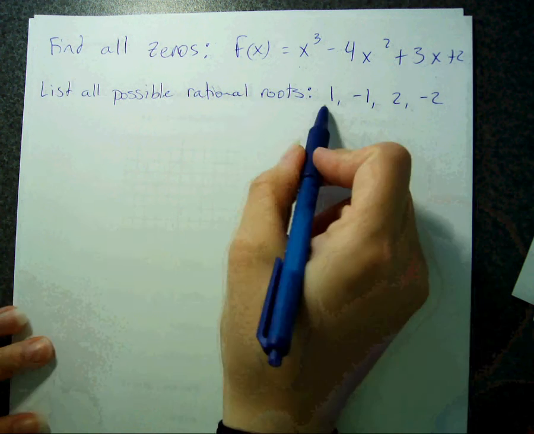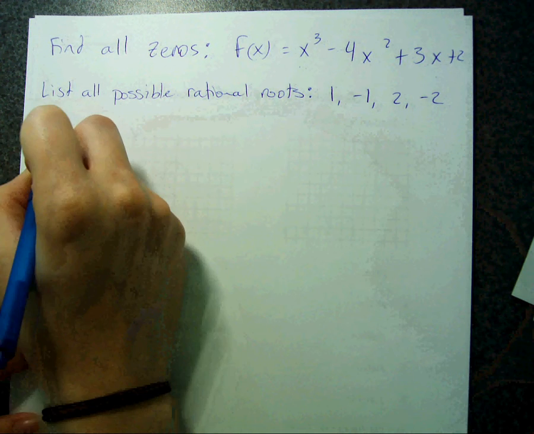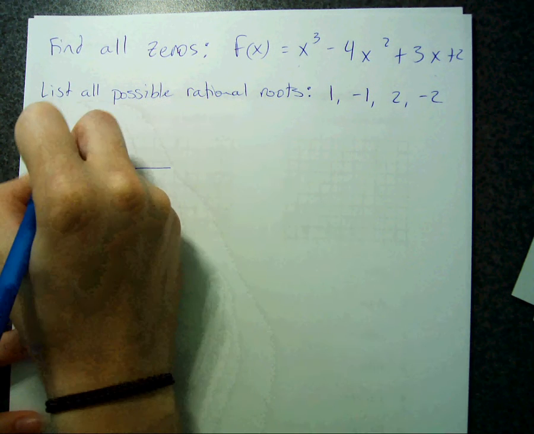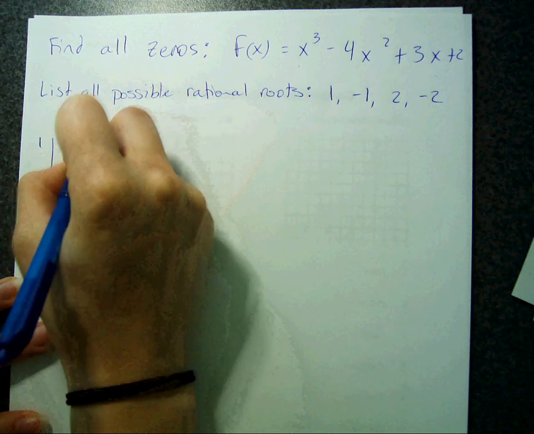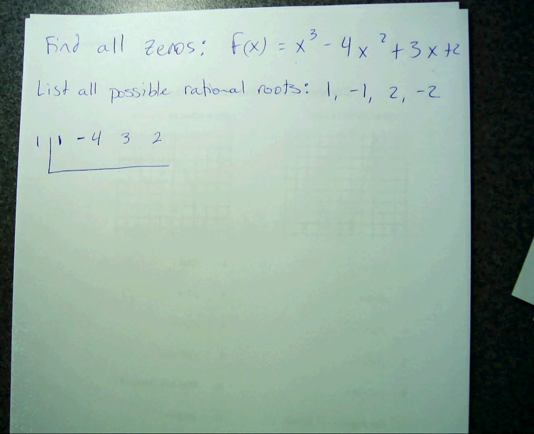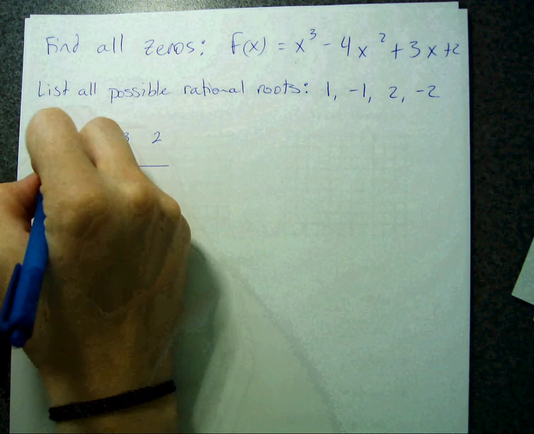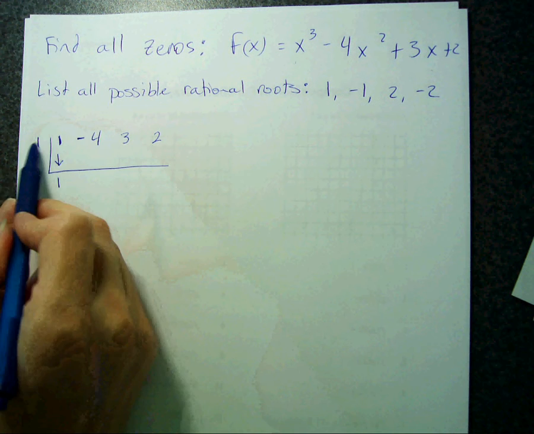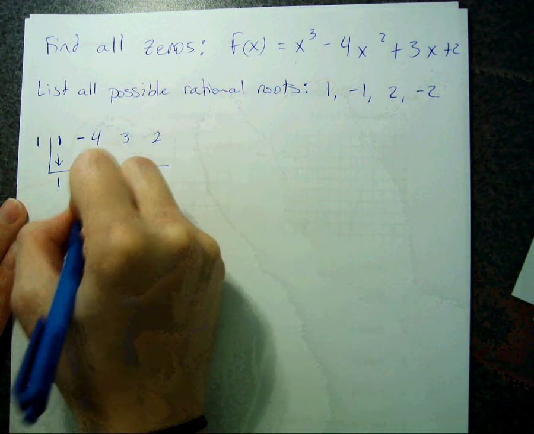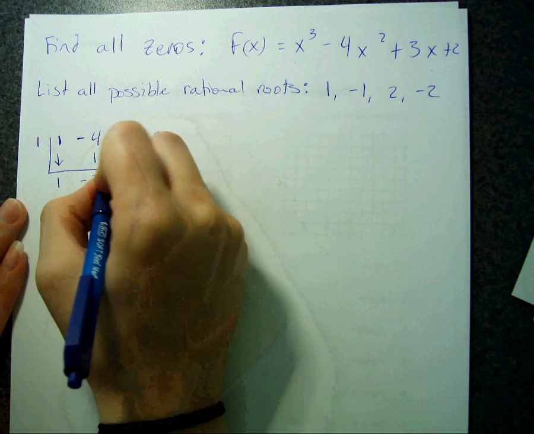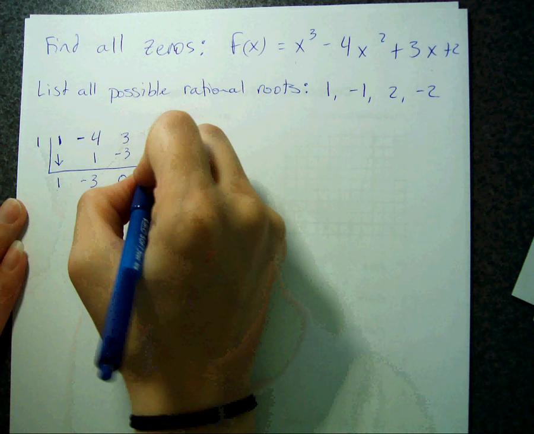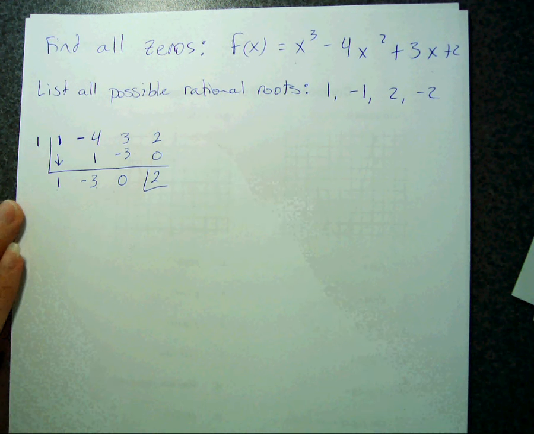So I'm going to start with just positive 1. And we're using synthetic division. I'm just going to have the coefficients. So I have 1 for x cubed, negative 4 for x squared, 3 for x, and 2 for the constant. So I'll bring down my first term and multiply. 1 times 1 gives me 1, and add. Negative 4 plus 1 is negative 3. Again, multiply and add. Multiply and add. I end up with a remainder of 2.